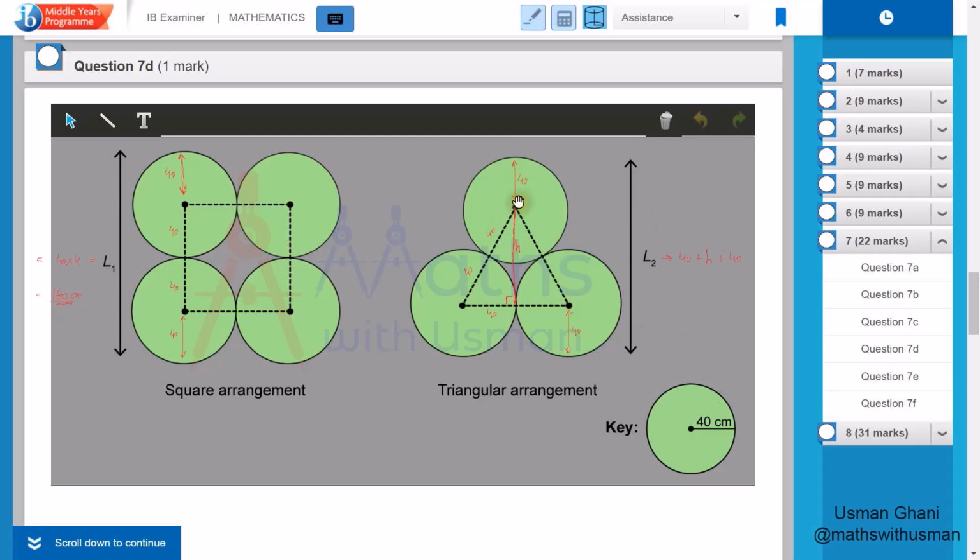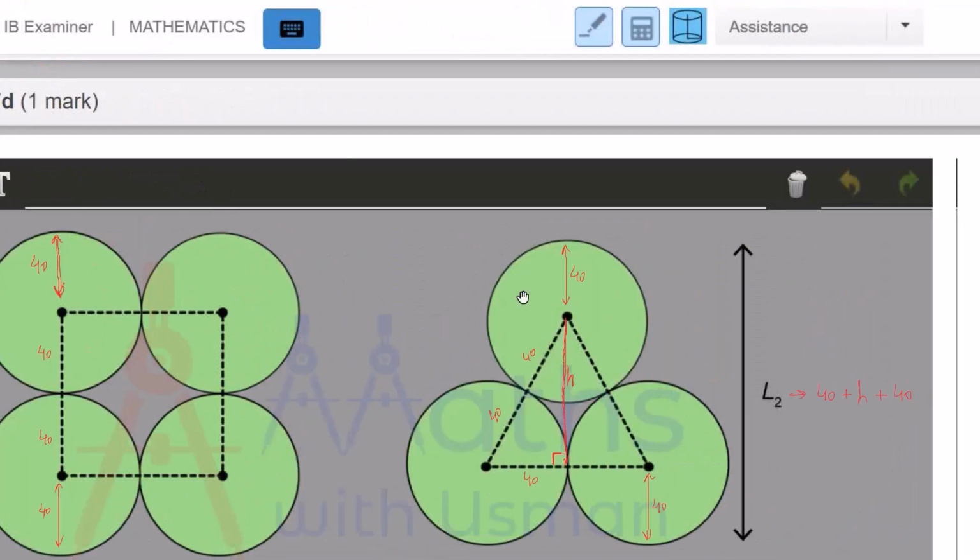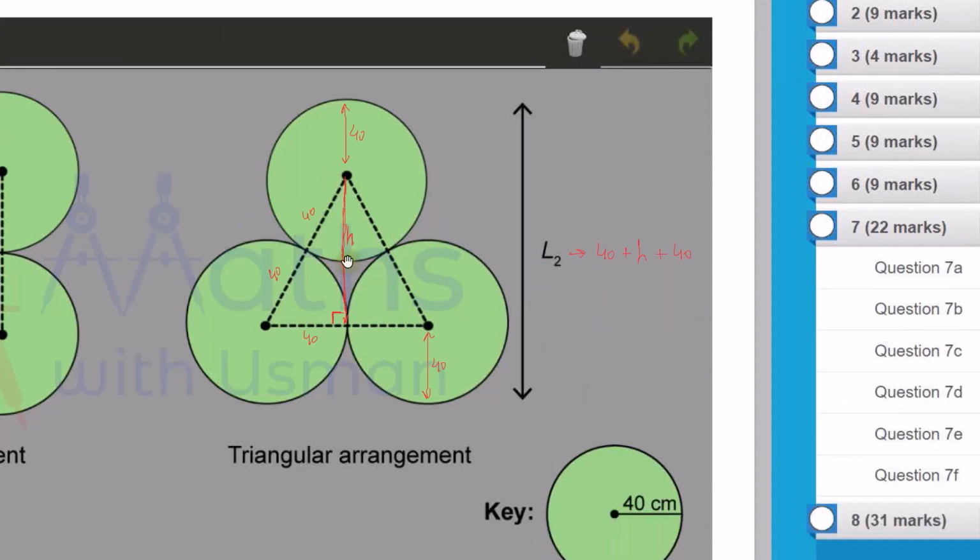L2 is 40 plus height plus 40. This is an equilateral triangle. When I divide an equilateral triangle into two parts, three things happen. This gets divided into 30 and 30. I get a 90-degree angle over here, and the base gets divided into 40 and 40.